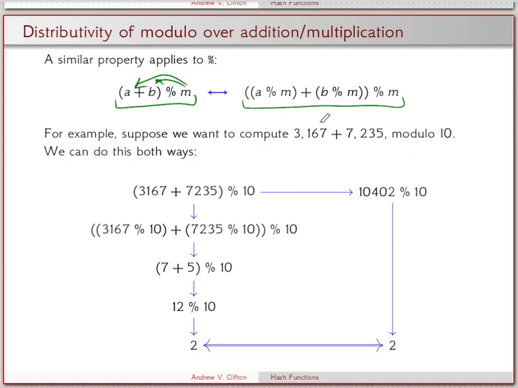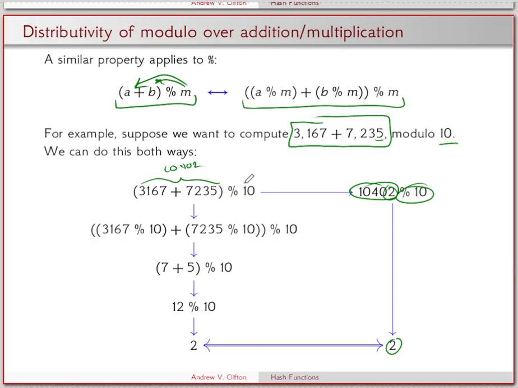So for example, let's say that we want to do 3,167 plus 7,235 modulo 10. You can do it two different ways here. You could do the sum first, which gives you 10,402, and then do the modulo 10. Mod 10 is easy. You just grab the ones digit. So mod 10 is 2. That gives you 2.